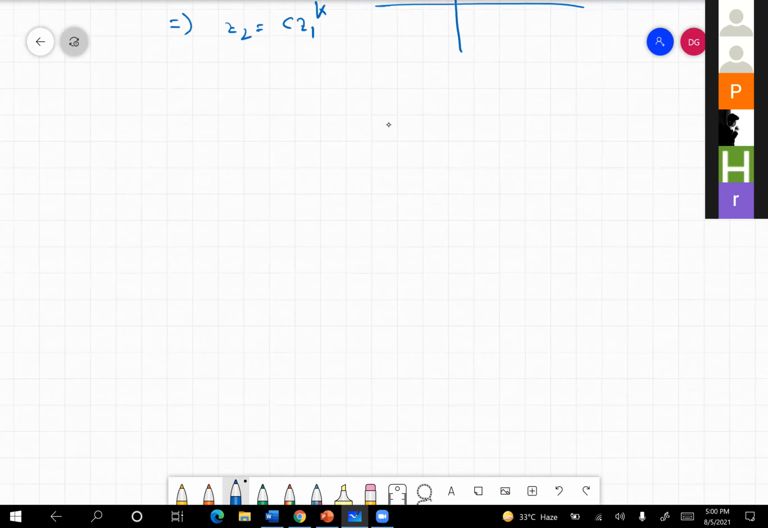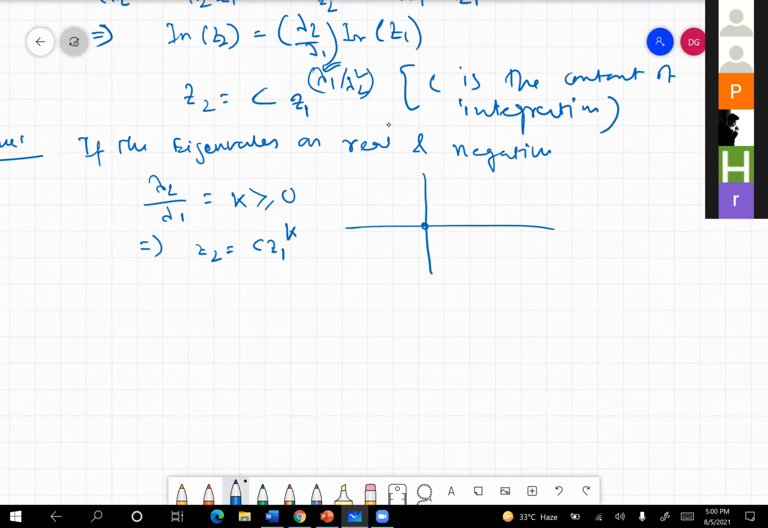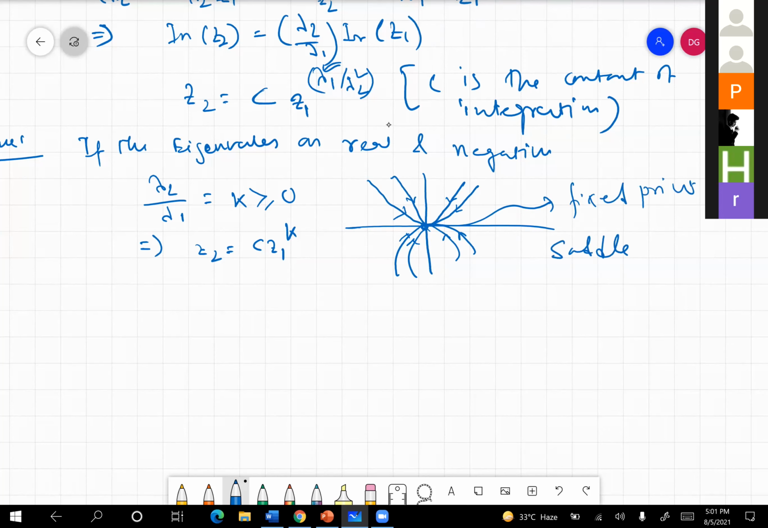So we have equilibrium point 0 0. Let's assume this is my equilibrium point. So we can now see the nature of the plot, I mean the phase portrait, around this equilibrium point. The nature will be something like this. It is converging to the equilibrium point. This is my equilibrium point, fixed point, and this is called a node. Okay, this is a stable node.